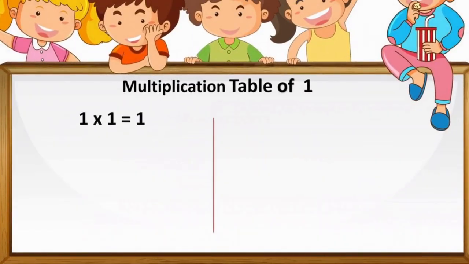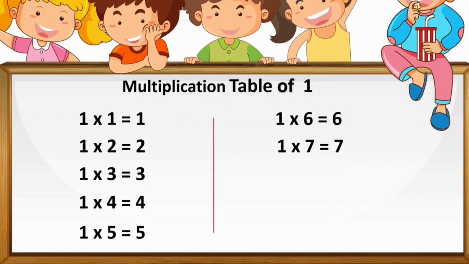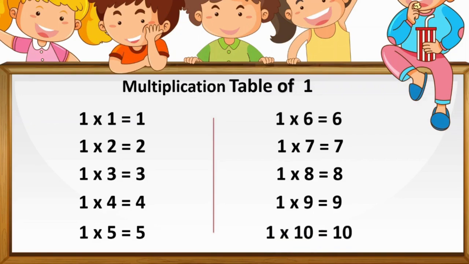1 ones are 1. 1 twos are 2. 1 threes are 3. 1 fours are 4. 1 fives are 5. 1 sixes are 6. 1 sevens are 7. 1 eights are 8. 1 nines are 9. 1 tens are 10.